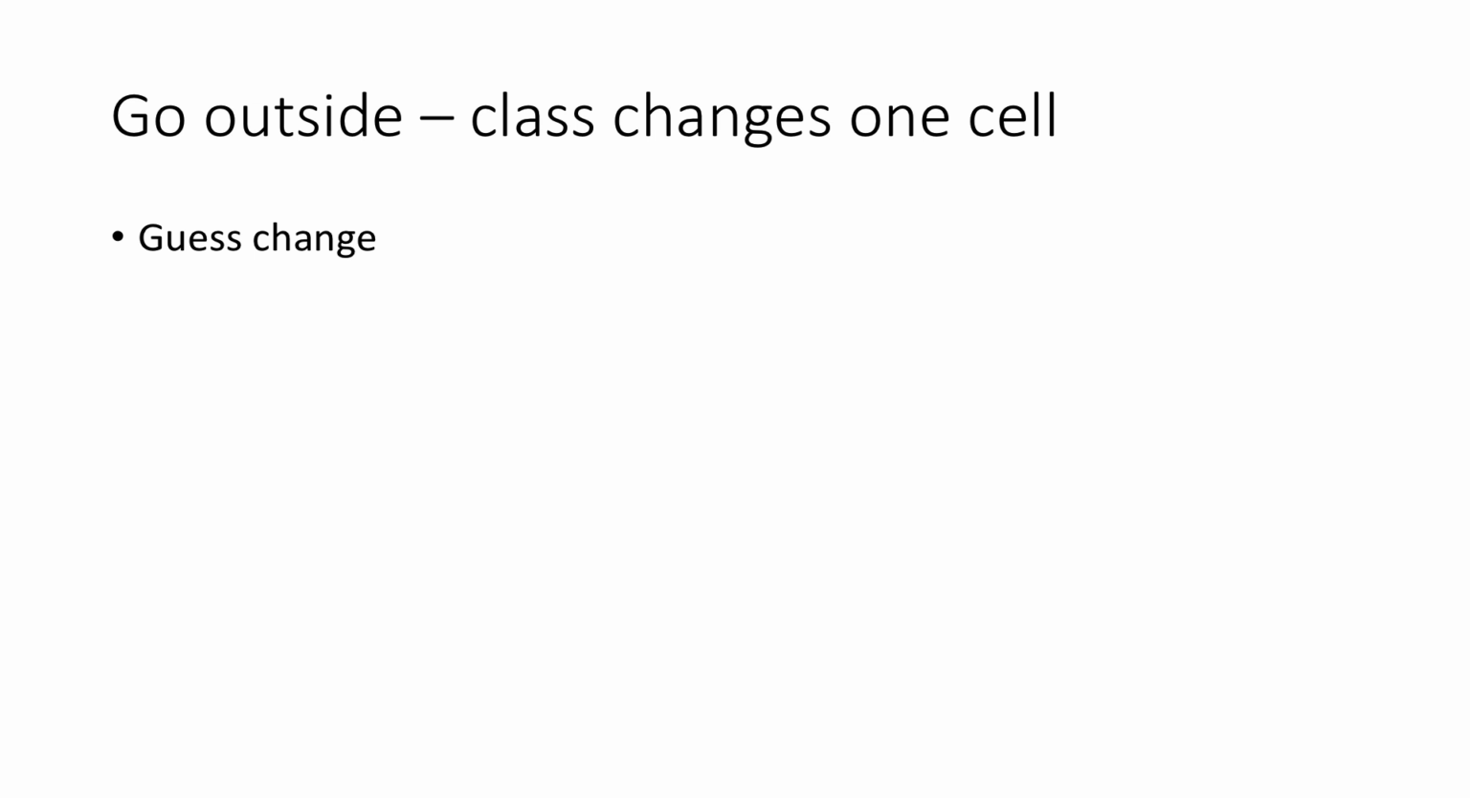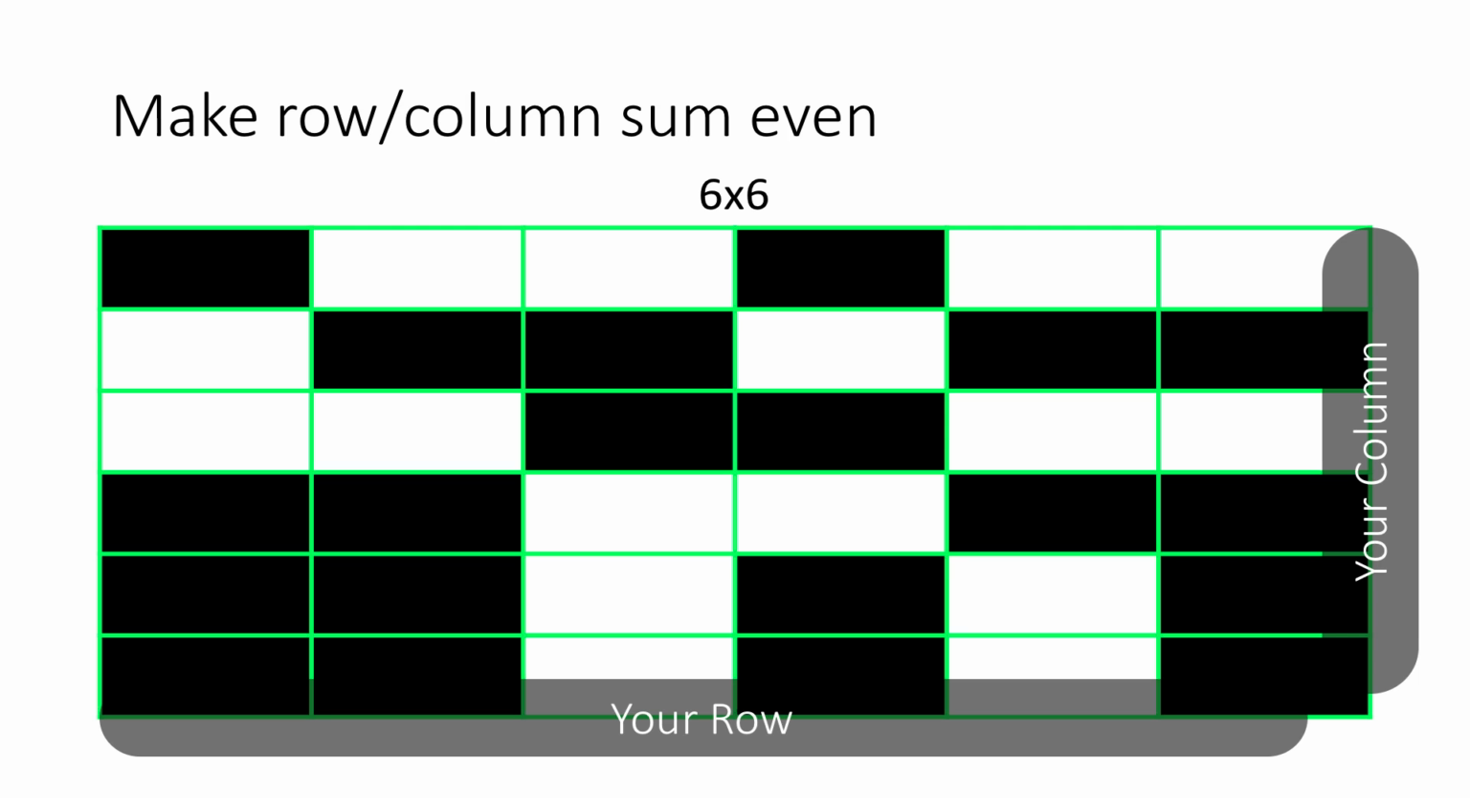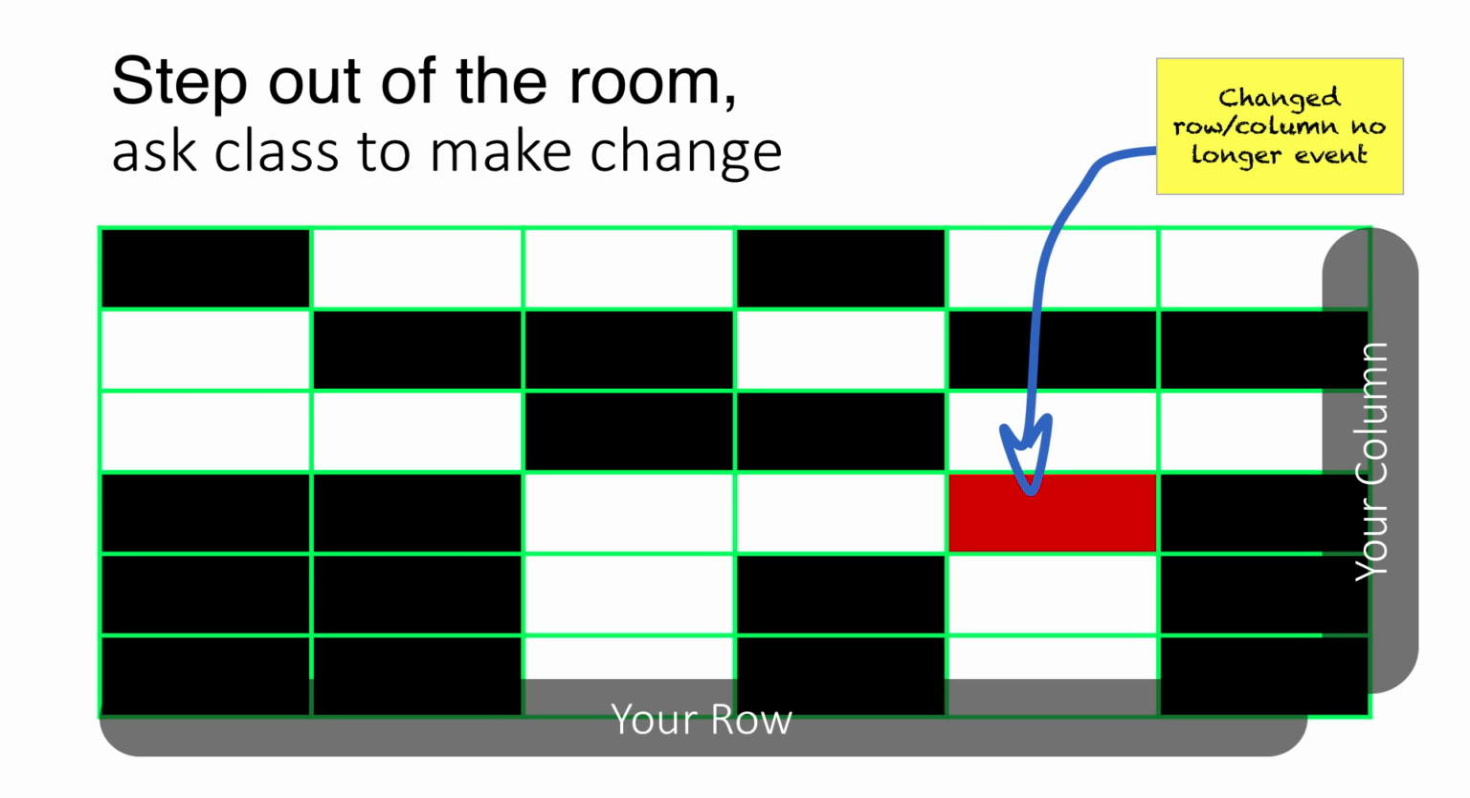Now at that point, you get to go outside the class, and quietly the class will change one cell, and then you'll get to come back into the classroom and concentrate and look at the picture, and you'll be able to guess your change. And so the question is, how do you do it? What you're doing, without telling anyone, is that when you add your column and your row, you're really making them even, so that when a change is made, you will be able to detect it because now you have an odd summation. And so that's the trick.